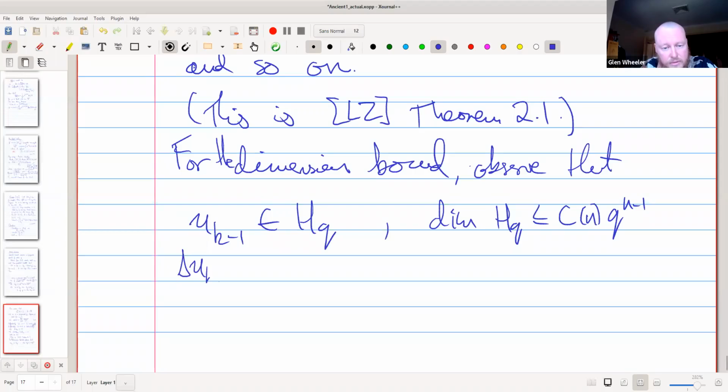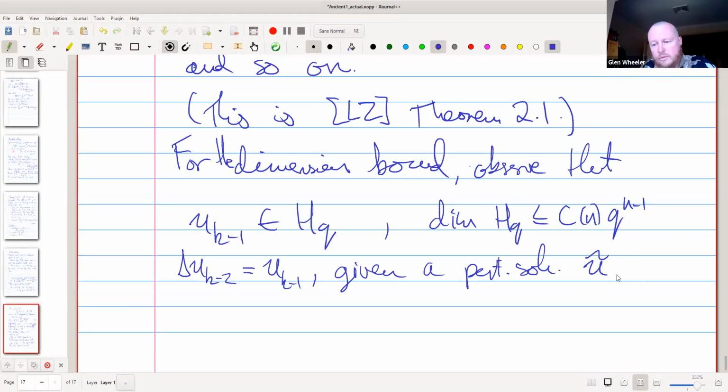Because the Laplacian of u_{k-2} is u_{k-1}, and u_{k-2} has growth 2 orders less. So what this means is that if we solve this equation, given a particular solution, like a u tilde_{k-2}, the solution space, right? Because this is just an inhomogeneity. This is just like the Poisson equation. It doesn't actually change the dimension of the solution space usually.